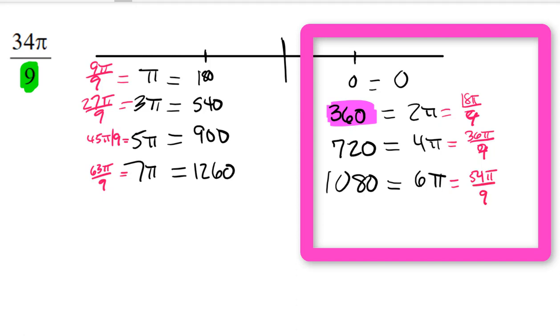So those would be the values that we would use to help us figure out what our reference angle is. Now, 34 pi is really close.